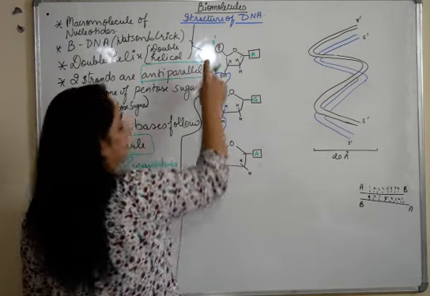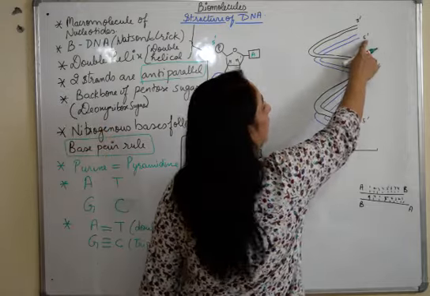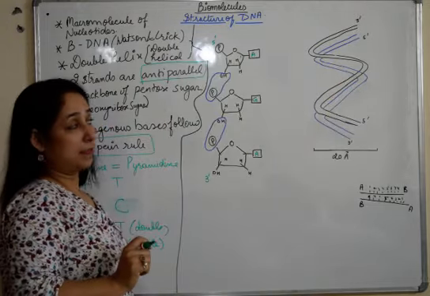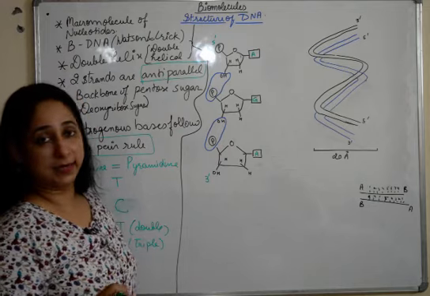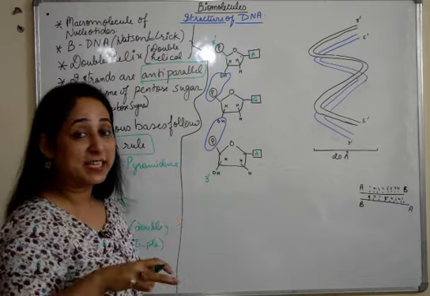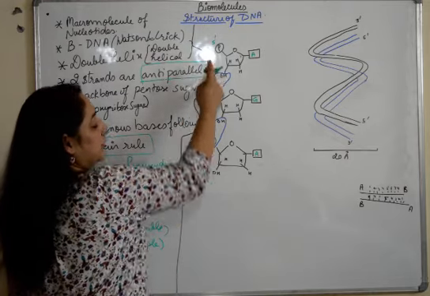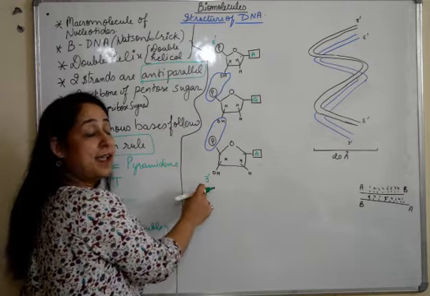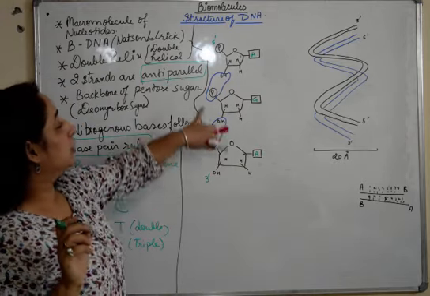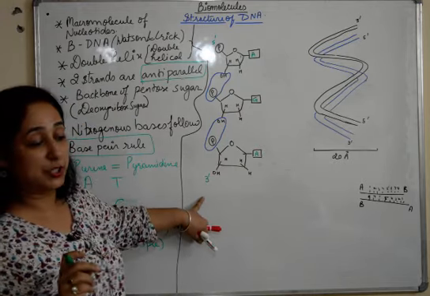So 5 dash 3 dash, 5 dash 3 dash, this is the blue strand. This is the blue strand where it is 5 dash 3 dash. So where did this 5 dash 3 dash come from? At the 5th position there is a phosphate group, and here the free end is the OH group at the 3rd position. So this is a 5 dash 3 dash arrangement.